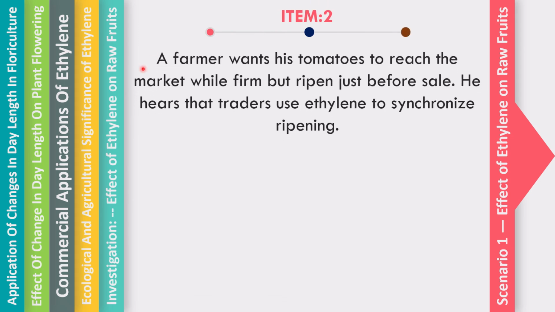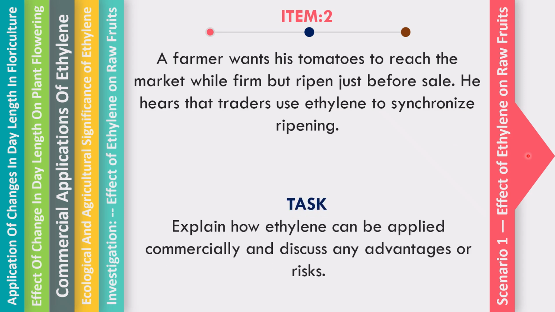Item 2. A farmer wants his tomatoes to reach the market while firm but ripen just before sale. He hears that traders use ethylene to synchronize ripening. Task: explain how ethylene can be applied commercially and discuss any advantages or risks.